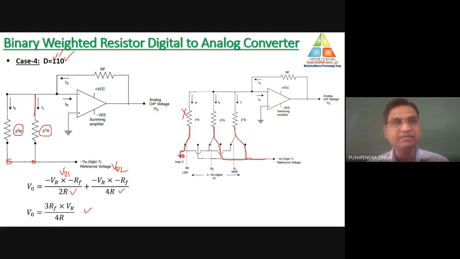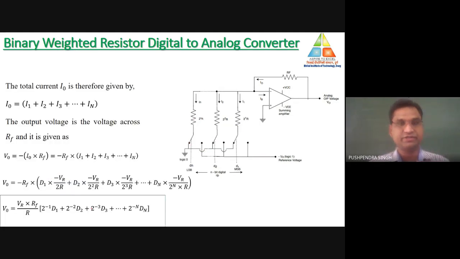So this is the basic procedure for the calculation of output in the case of a binary weighted resistor type digital to analog converter. I hope that part is clear to all of you. It's so simple to calculate the output in the case of a binary weighted type digital to analog converter. So what would be the expression for the final output in the case of the DAC? So this is a generalized expression for the calculation of output in the case of a binary weighted DAC.